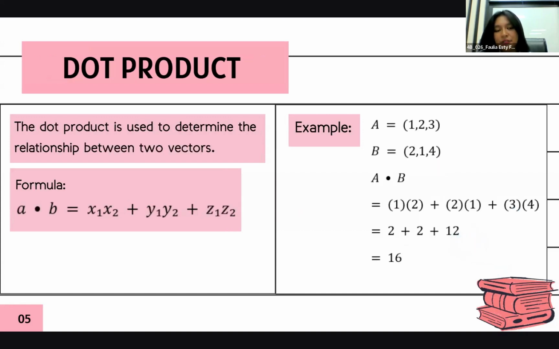Next, let's learn about the dot product. The dot product is used to determine the relationship between two factors. For example, 2, 3 dot 4, 1. What should we do? Multiply and add. Excellent. So, 2 times 4 plus 3 times 1 equals 11.